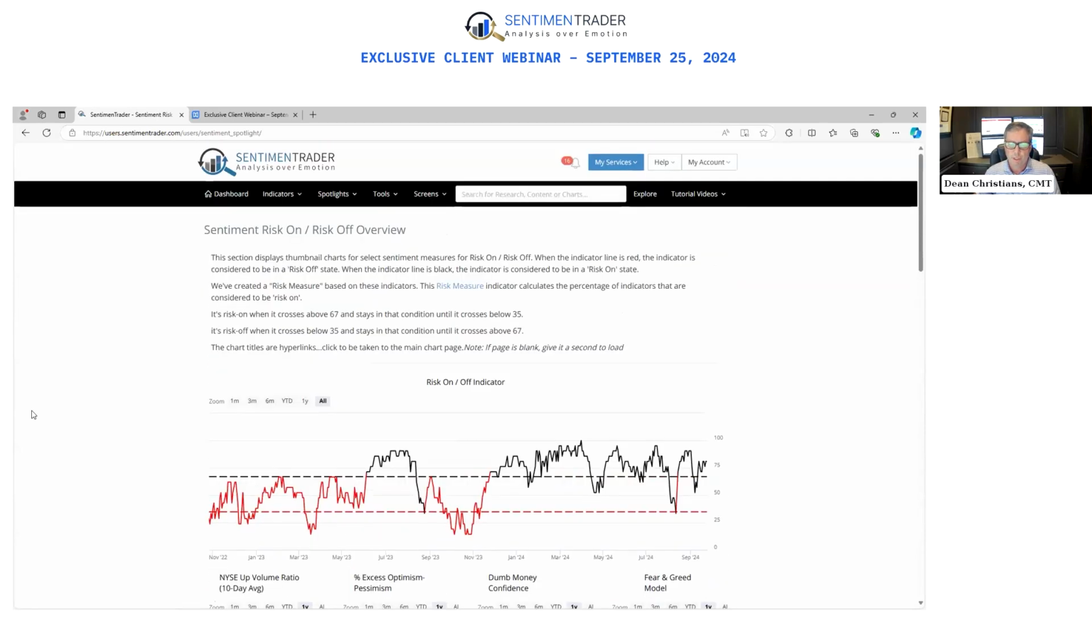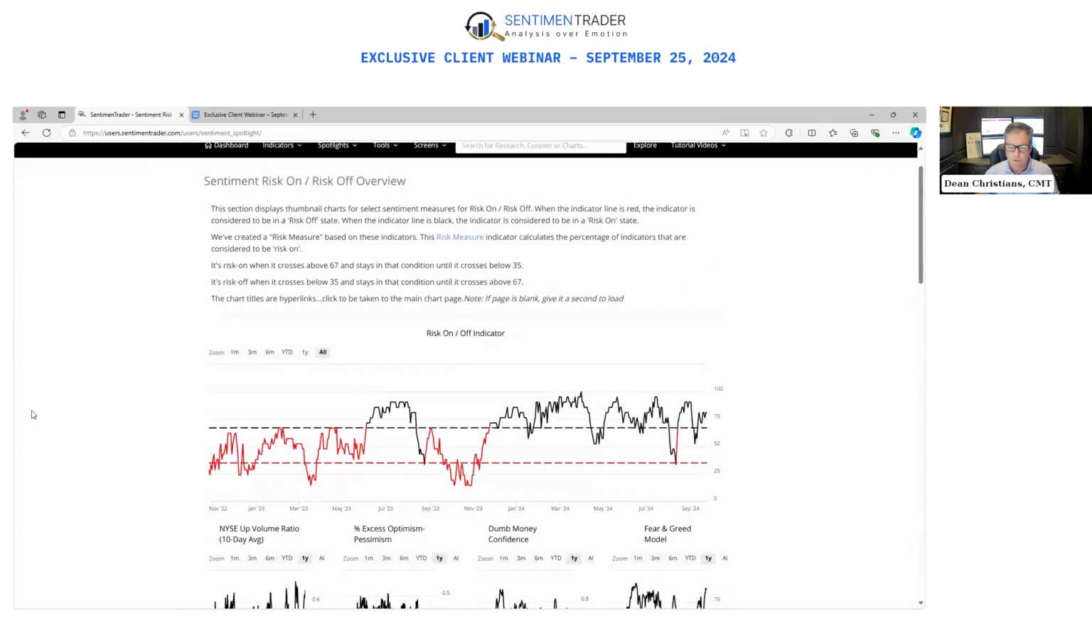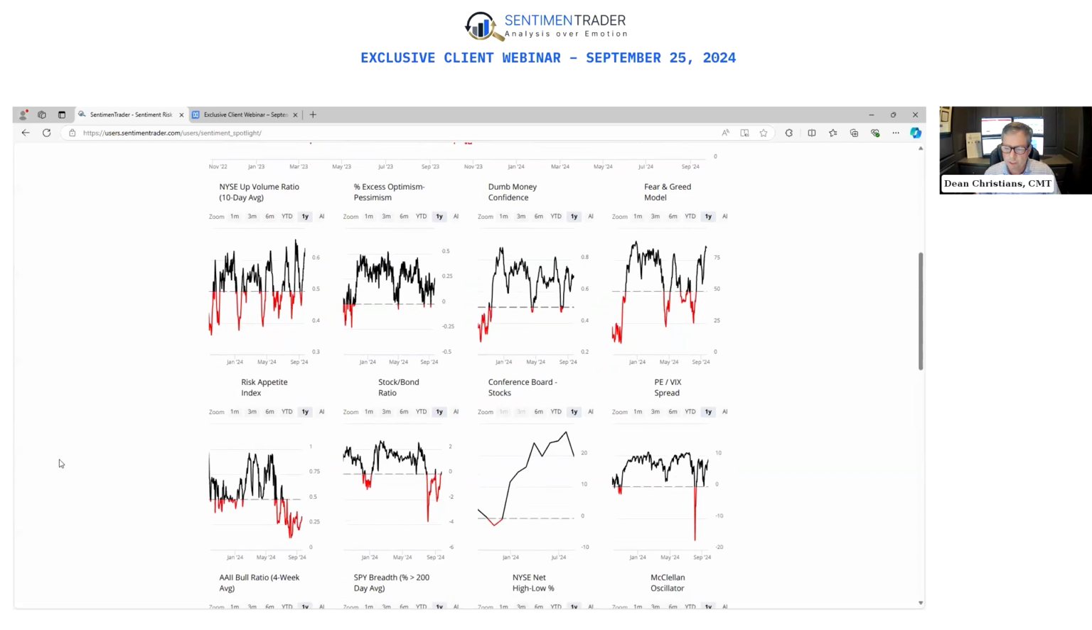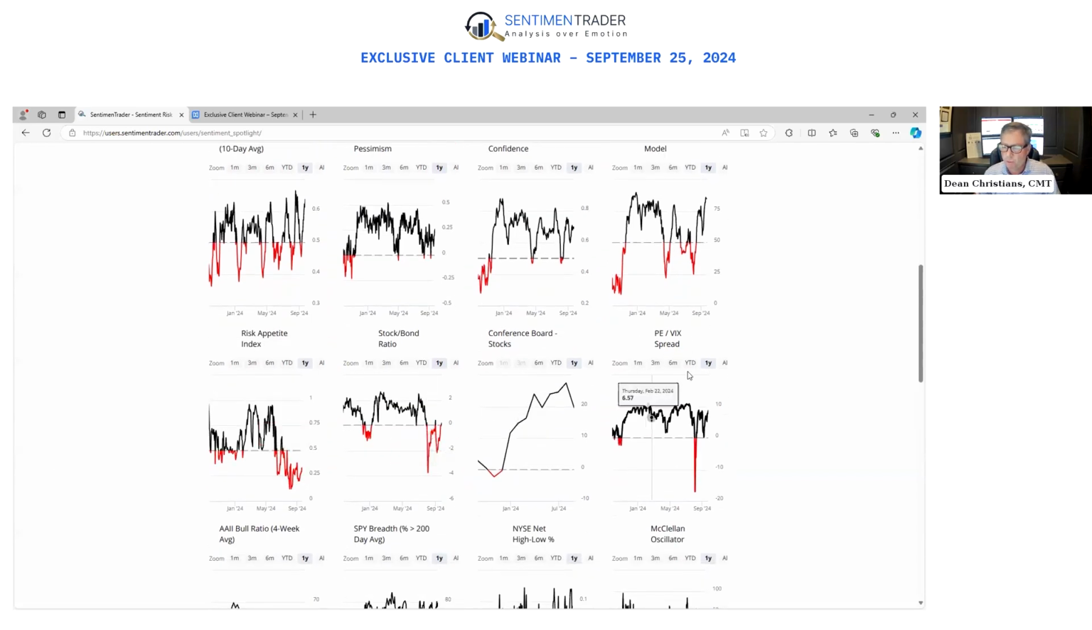A couple important things to note. We did just recently make a change, which we announced this morning. We no longer had access to the analyst price target indicator data. So we had to replace that component within the broad risk on, risk off composite, and we elected to use the PE VIX spread, which you can see here in this thumbnail chart.